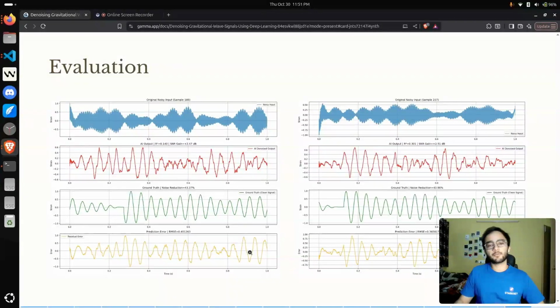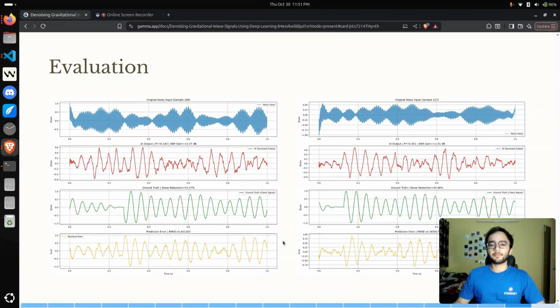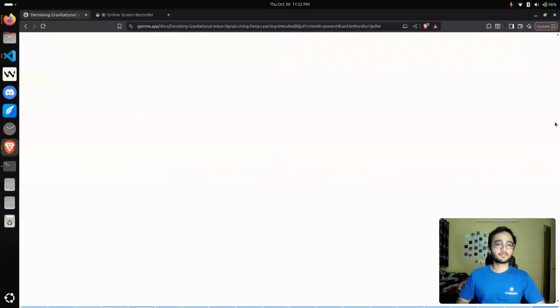This is a plot of the output. This is the input signal that was fed into the model, this is its predicted output, and this is the actual output. You can see the error as well. There is another example here, and there are multiple examples for this.